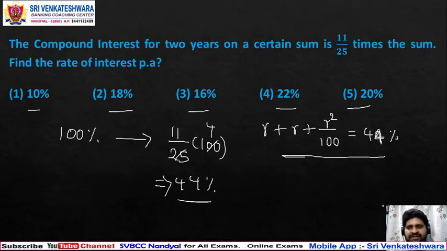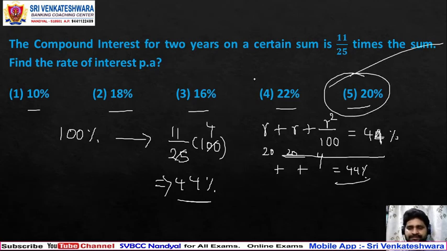For example, if you substitute 10 plus 10, 20, and we'll get 20 plus something. 18 plus 18, 36 plus something. 16 plus 16, 32 plus something. So I'm checking approximately, not exactly. 22 plus 22, 44 plus something, it will be more than 44, it doesn't work. If I take 20, 20 plus 20, 40, 20 twenties, 400 by 100, it will be 4. So 20 plus 20 plus 4, which gives 44. So the answer is 20. If you verify the options, it will be easy.